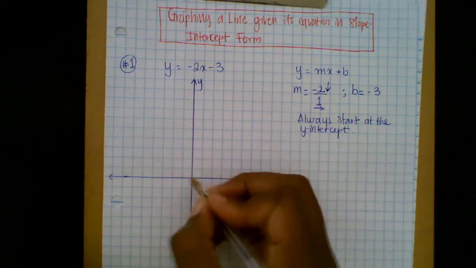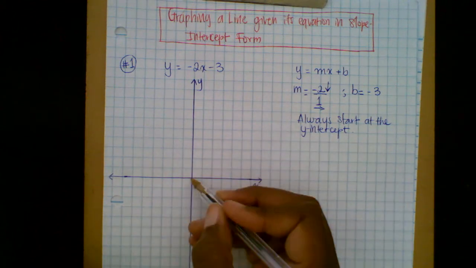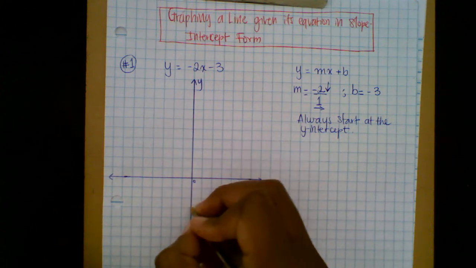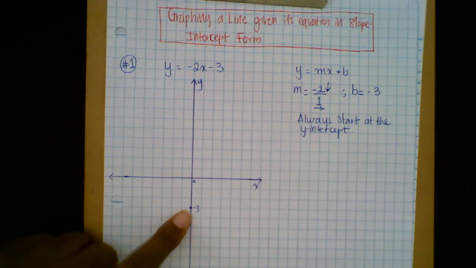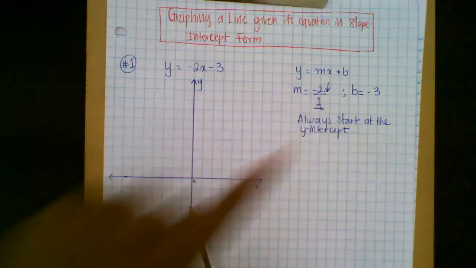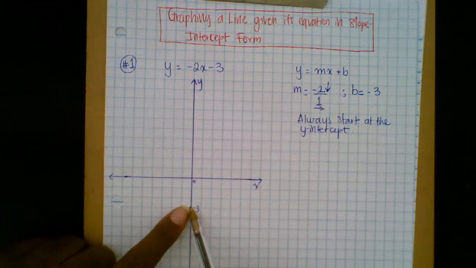Negative 3 is going to be, 0 is here, so negative 3 is going to be below the origin. So 1, 2, 3. Negative 3 is right here. So I'm going to place a dot at negative 3, our starting point. Then you want to place your pencil right there. And what are you going to do? You're going to follow the direction of the slope, which means I'm going to go down 2 units.